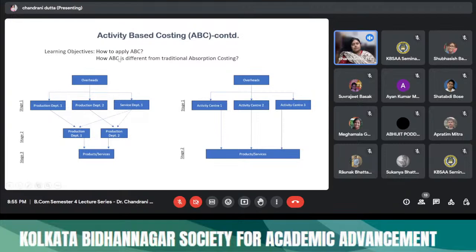Is the difference between the two clear, traditional versus ABC? Yes ma'am. Yes ma'am. Okay, now we'll see, through a problem we are going to cater to these two objectives: how to apply ABC and how ABC will be different from traditional absorption costing.